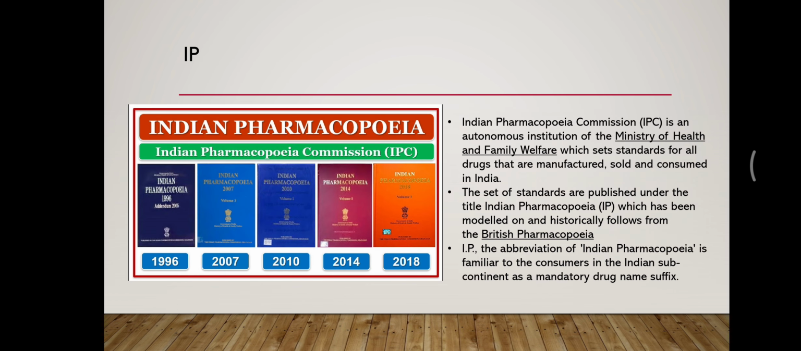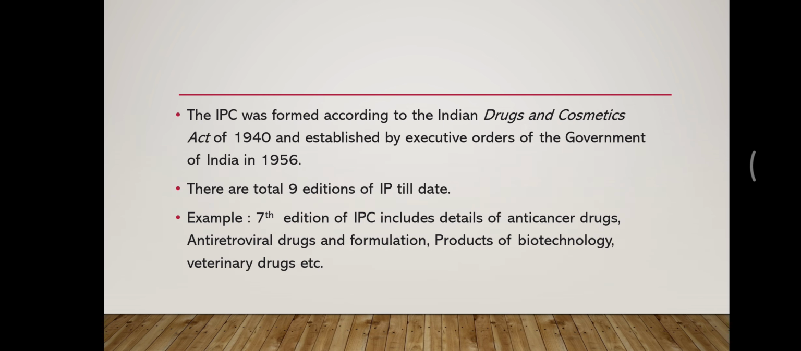Now first is the IP. IP is nothing but the Indian Pharmacopoeia, published by the Indian Pharmacopoeia Commission, and it is an autonomous institution of the Ministry of Health and Family Welfare. It sets standards for all drugs that are manufactured, sold and consumed in India. Okay, and it follows the British Pharmacopoeia, and whenever the drug is manufactured or produced in the pharmaceutical industry, it is abbreviated as I.P. Okay, that means Indian Pharmacopoeia.